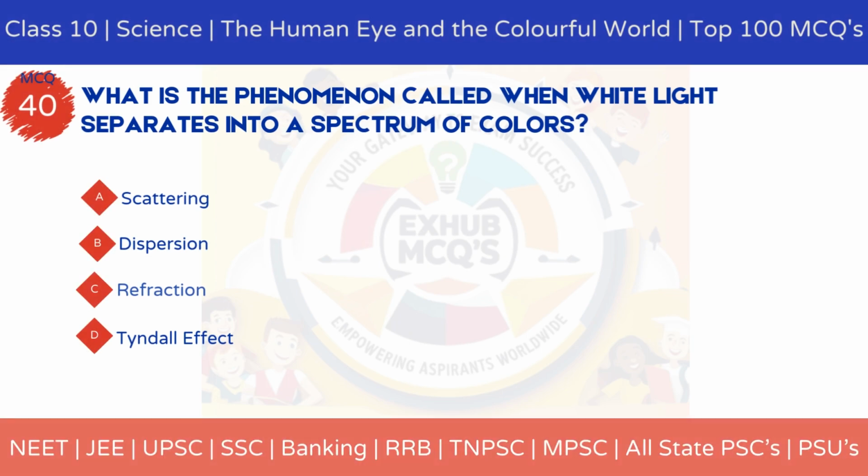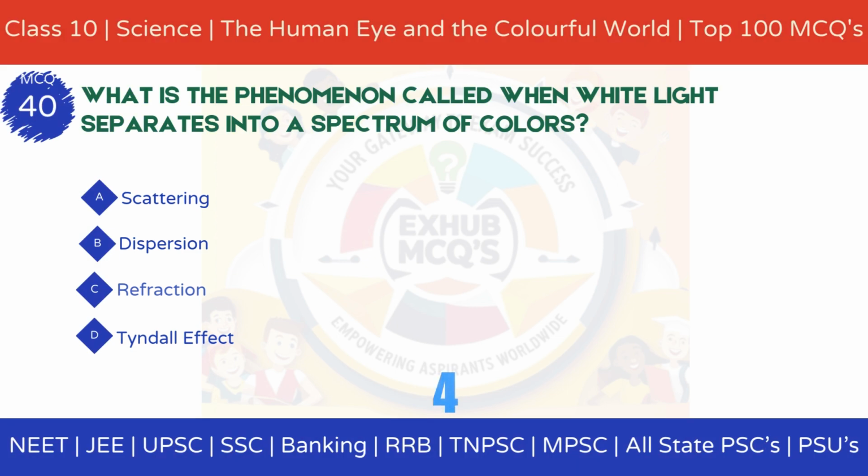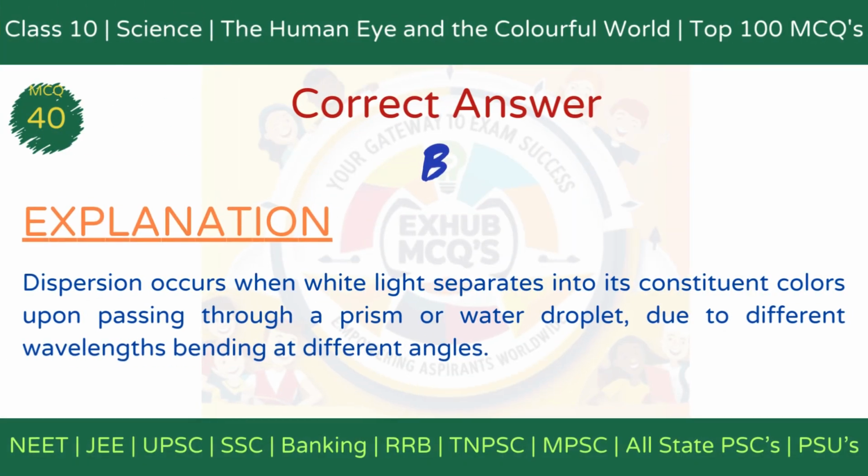MCQ 40. What is the phenomenon called when white light separates into a spectrum of colors? Option A, scattering. Option B, dispersion. Option C, refraction. Option D, Tyndall effect. The correct answer is option B, dispersion.